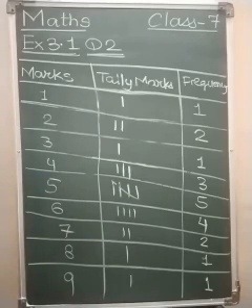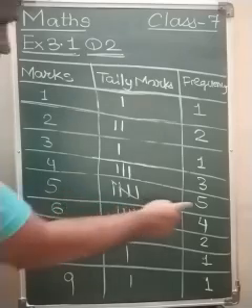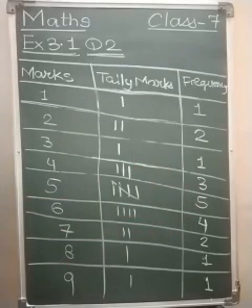Now any question can be asked to you. How many students scored 5 marks? Let us see. 5 marks, these are the marks. So how many students scored 5 marks? 5 students scored 5 marks. How many students scored 8 marks? Only one student scored 8 marks.